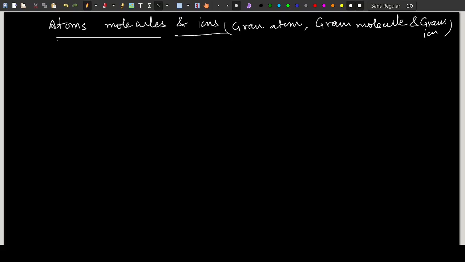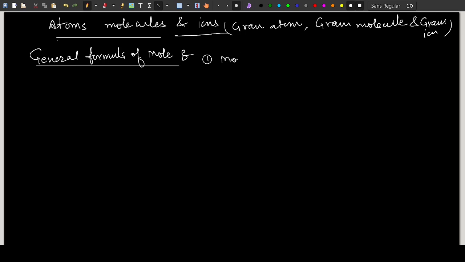Now, what is the general formula of mole? Here, the first formula is mole is equal to mass in gram upon molar mass.